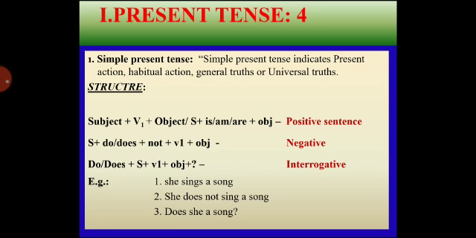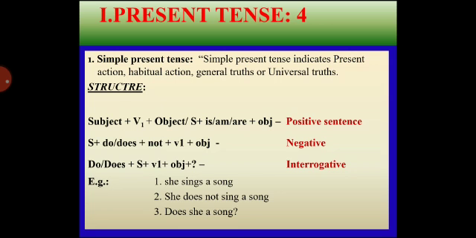So the interrogative: communication can also be conveyed by asking questions. Somebody will ask you some questions, so you have to recognize which tense the sentence belongs to, and give the answer in the same tense. That may be positive, that may be negative. Your learning should help you speak the language confidently without making mistakes. Here I have given some examples based on these three structures: positive, negative, interrogative. She sings a song. She does not sing a song. Does she sing a song?